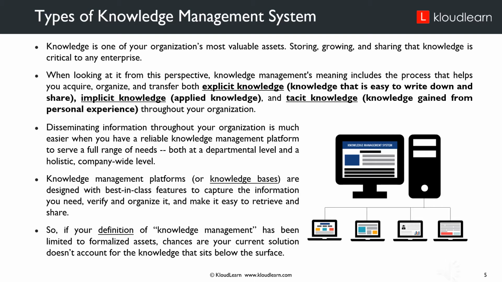Types of knowledge management system. Knowledge is one of your organization's most valuable assets. Storing, growing, and sharing that knowledge is critical to any enterprise. When looking at it from this perspective, knowledge management includes the process that helps you acquire, organize, and transfer both explicit knowledge, knowledge that is easy to write down and share, implicit knowledge, that is applied knowledge, and tacit knowledge, knowledge gained from personal experience throughout your organization.